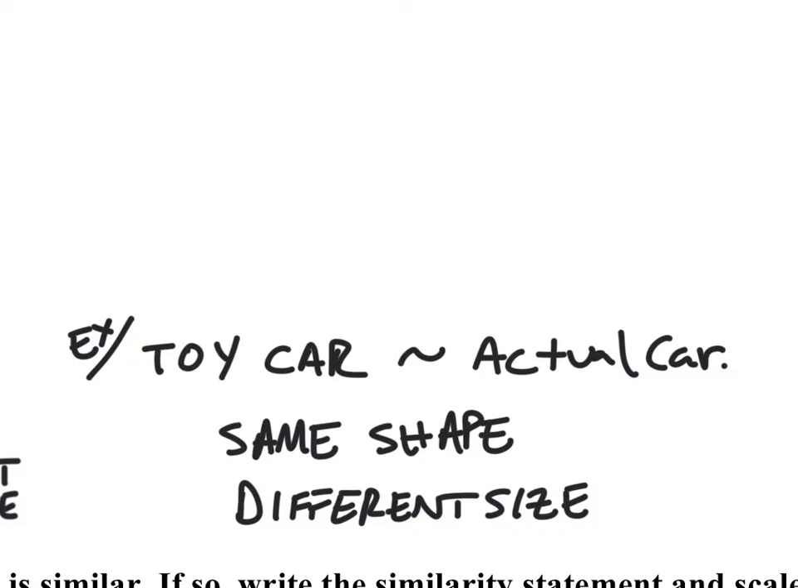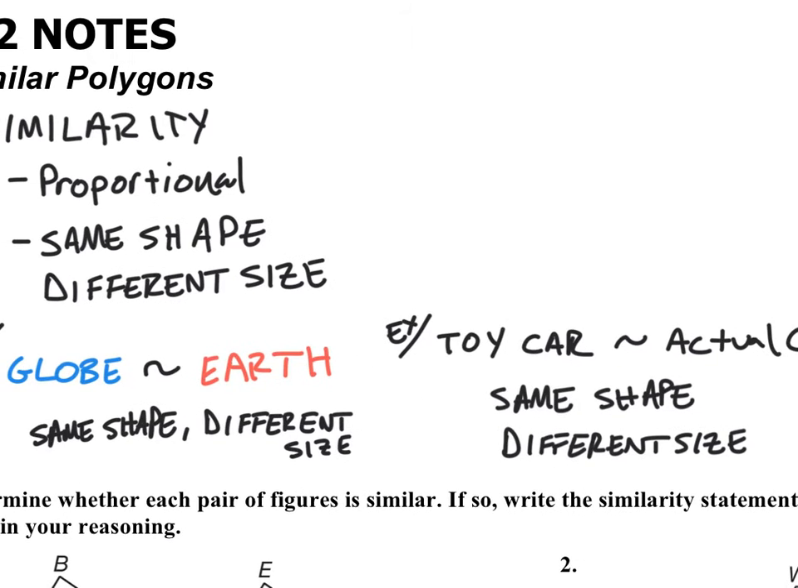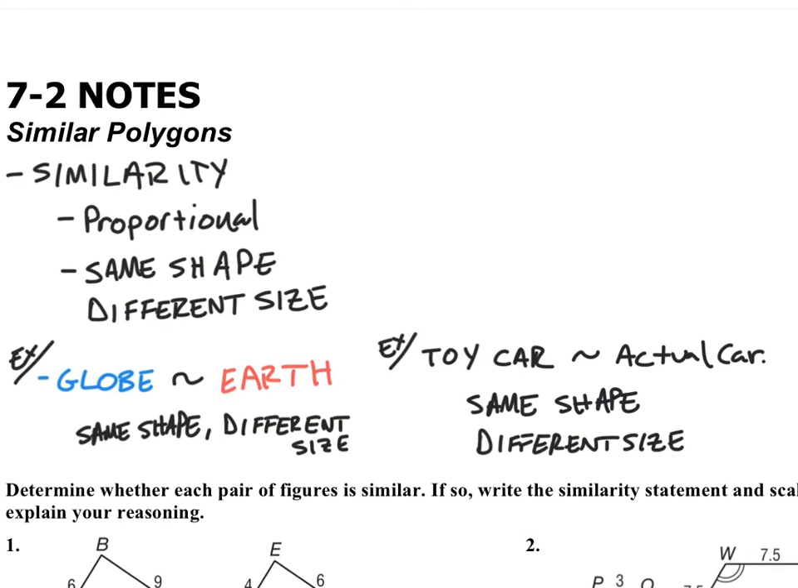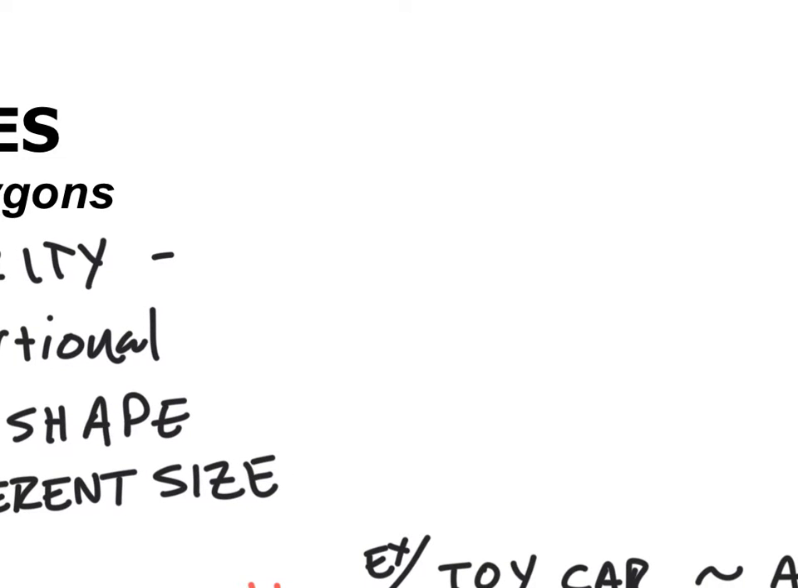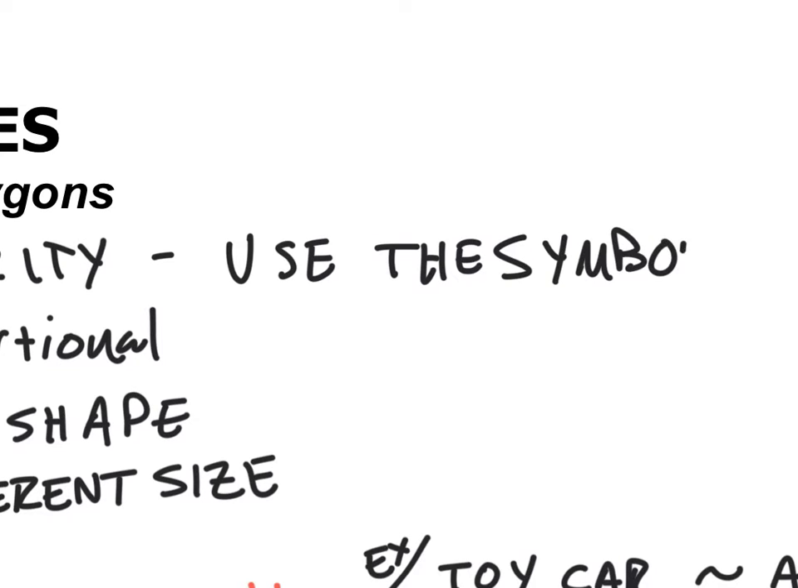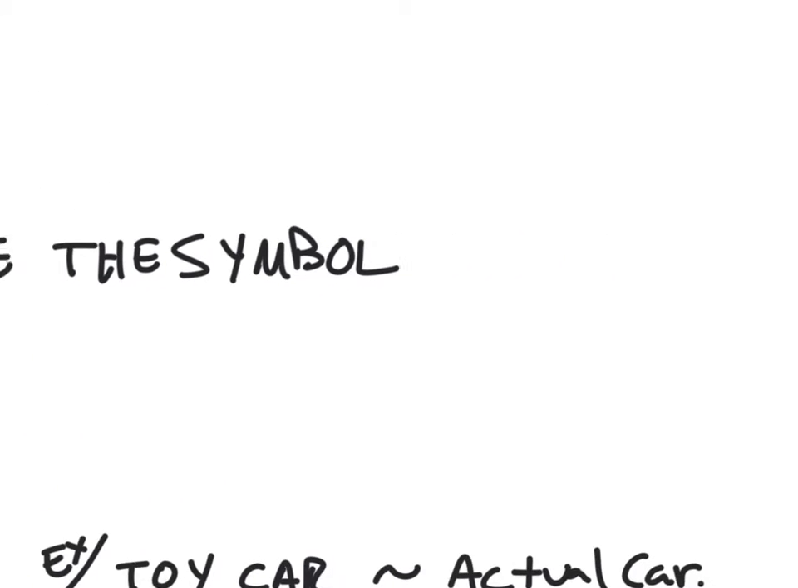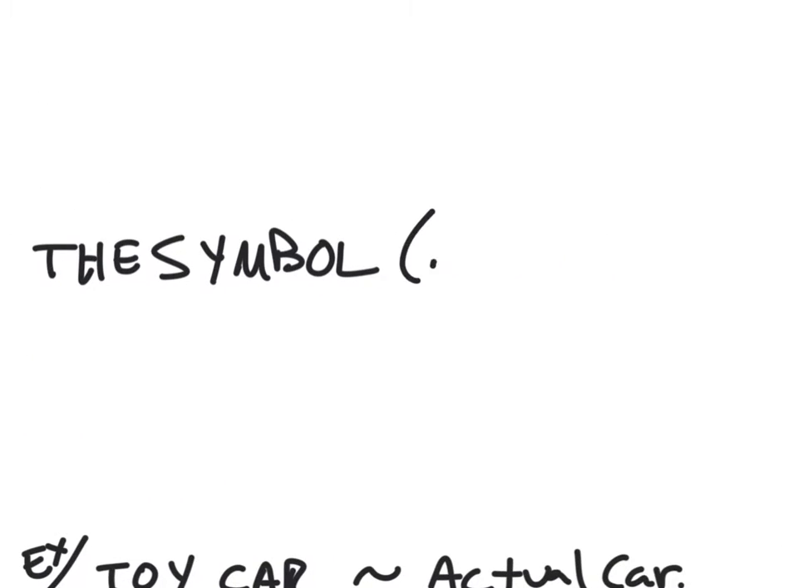I want you to notice that I use this little squiggly line to show that something is similar. So up here I want to write that we use the squiggly line symbol to show similarity.